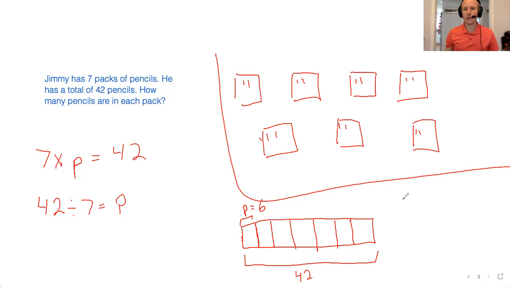6. And I'm sort of running out of room here, but let's try one more strategy. We could do a number bond. We know the total is 42. We know that there are 7 groups. And then again, we could use that same count by strategy there. See how many times we had to count by 7. It's 6 times, which means each group is 6.